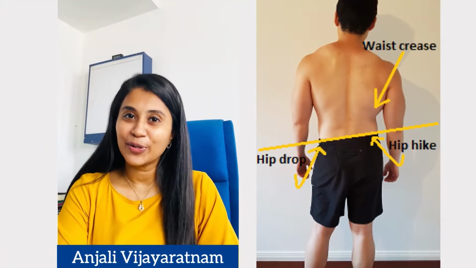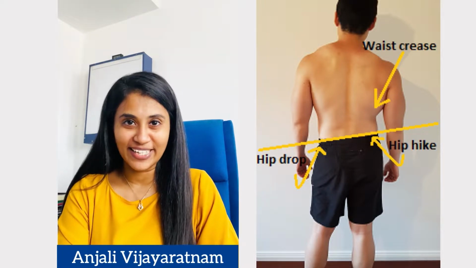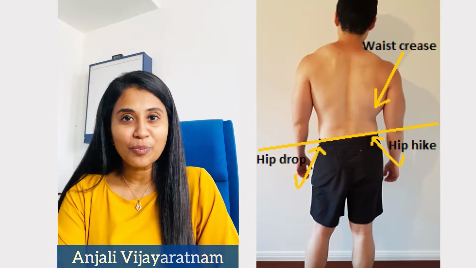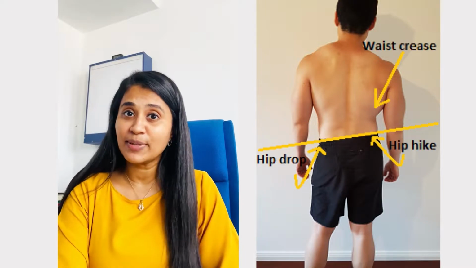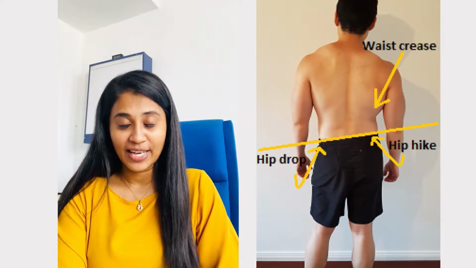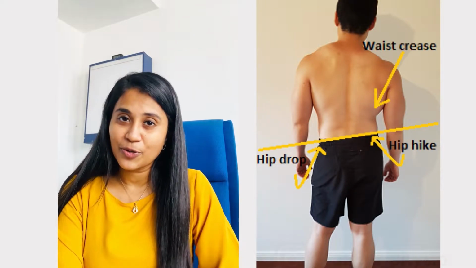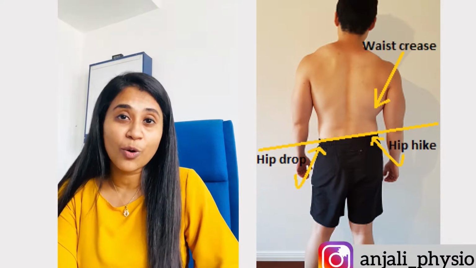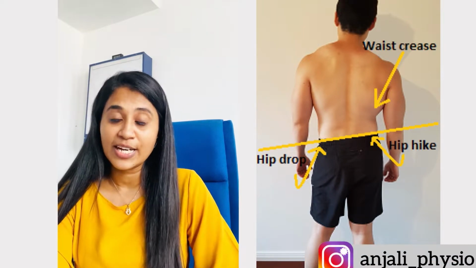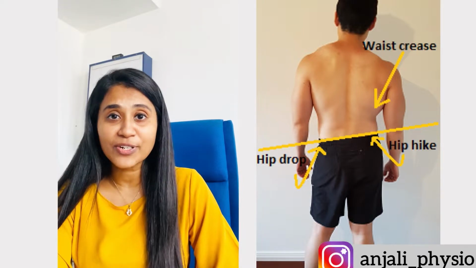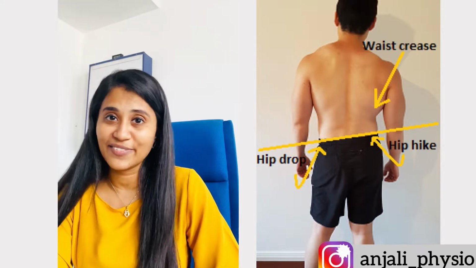So today we are going to talk about lateral pelvic tilt. A few of you might have noticed one hip a little higher than the other. Especially when you are standing, you might feel you tend to give more weight to one side of your leg. This is what we call a lateral pelvic tilt, or uneven hips.